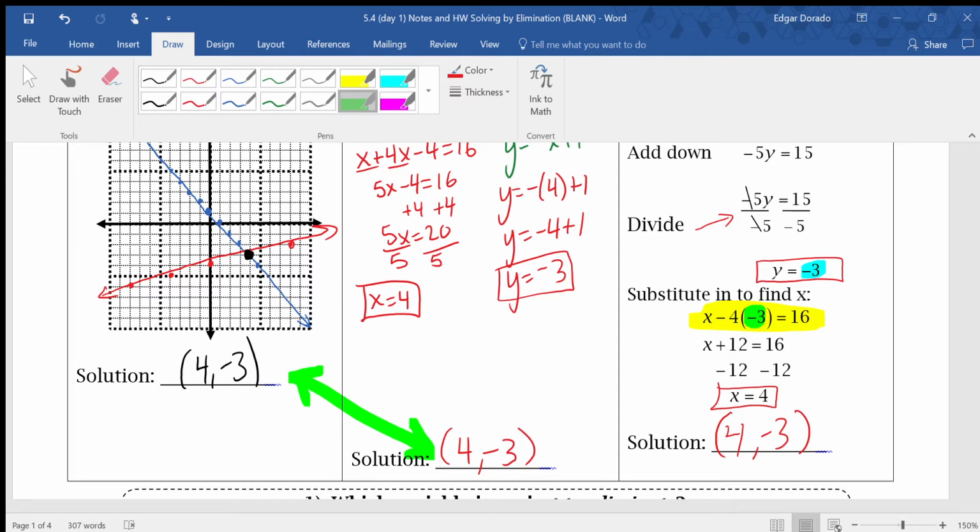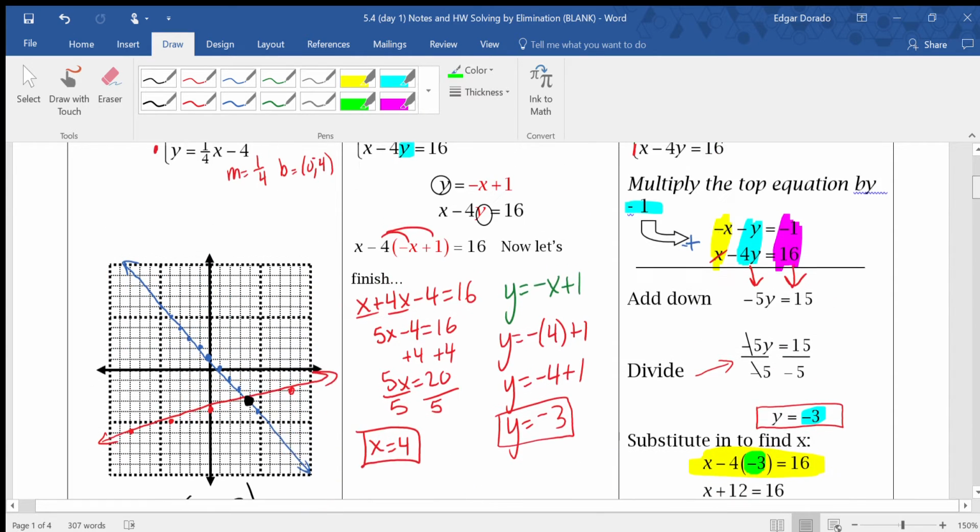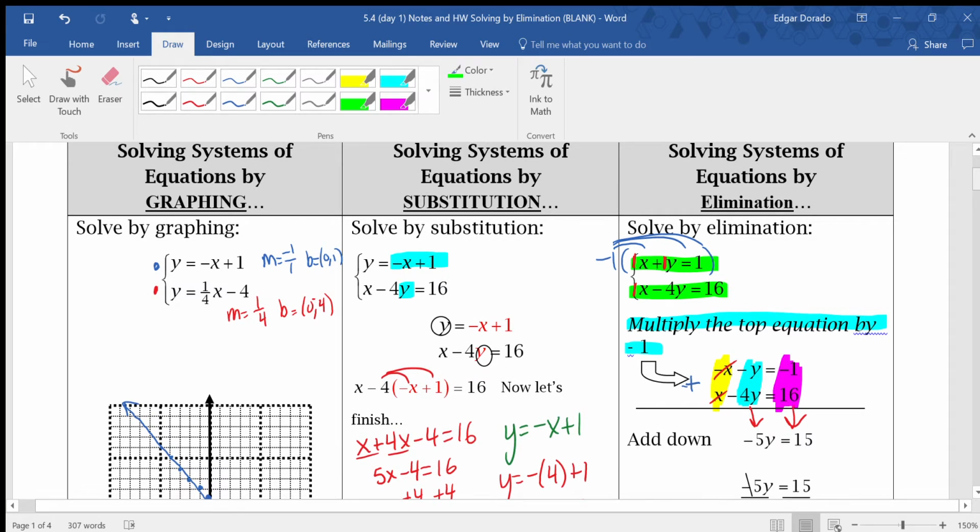So yet again, these two are similar as well. All three of these answers are the same. The reason why is because they are actually the exact same equations that make up the system. They're just written a little bit differently. So let's go ahead and continue on with elimination now.